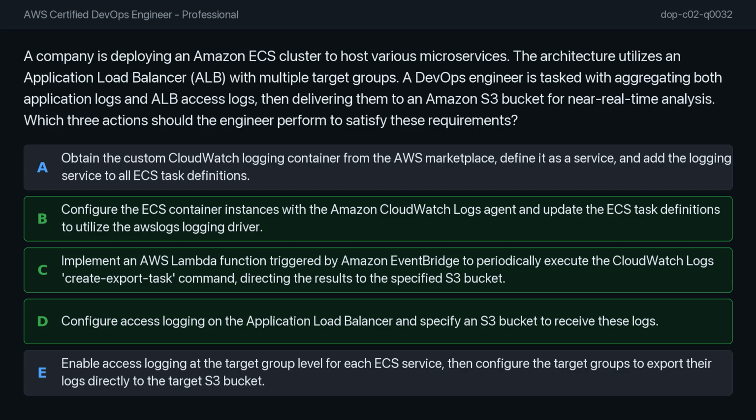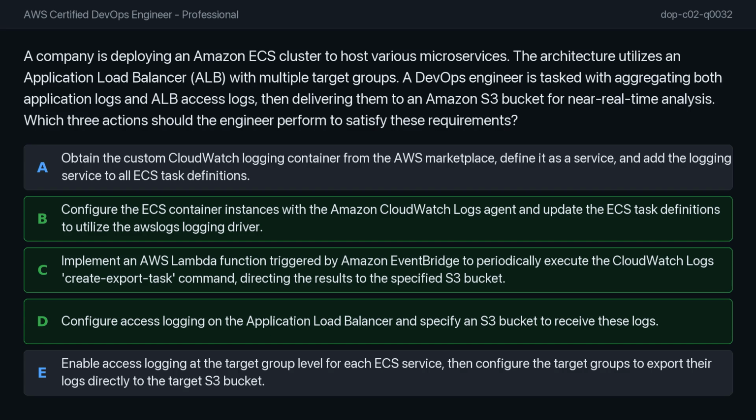For your ALB access logs, you must configure those directly on the load balancer itself to push logs to S3, which confirms option D. Regarding the near real-time analysis of application logs, CloudWatch doesn't push to S3 instantly by default. Option C describes the necessary architectural pattern using Lambda to move that data, which satisfies the analysis requirement.